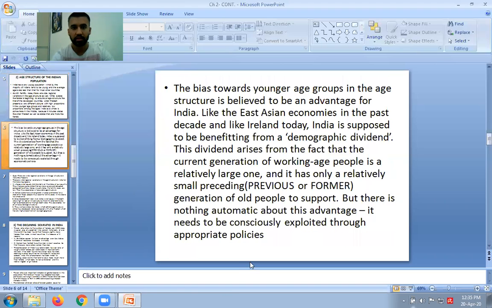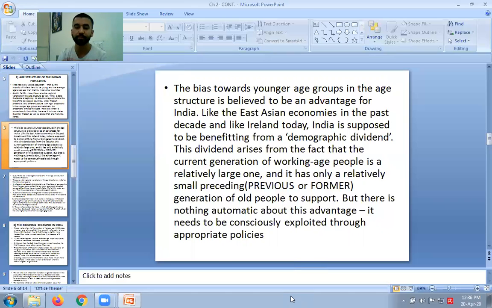The bias towards younger age groups in the age structure is believed to be an advantage for India. I've already told you that when we have more younger people, more working population, then it is always an advantage, right? Which gives rise to the demographic dividend. Okay, but there is nothing automatic about this advantage. It needs to be consciously exploited through appropriate policies.